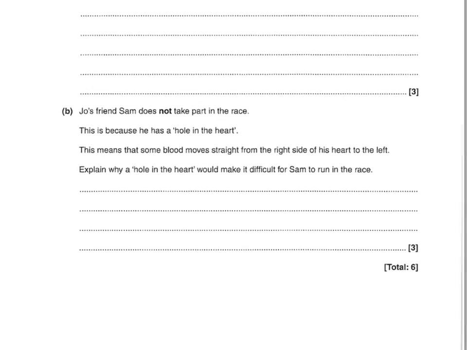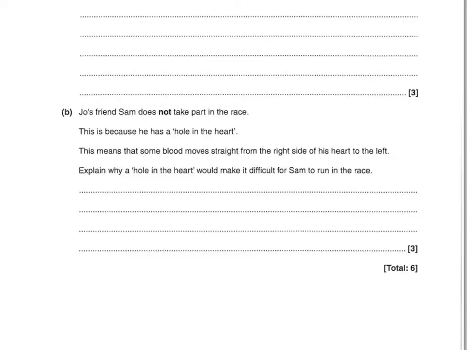Next question. Joe's friend Sam does not take part in the race. This is because he has a hole in the heart. This means that some blood moves straight from the right-hand side of his heart to the left. Explain why a hole in the heart would make it difficult for Sam to run the race. So again, there's 3 marks here.